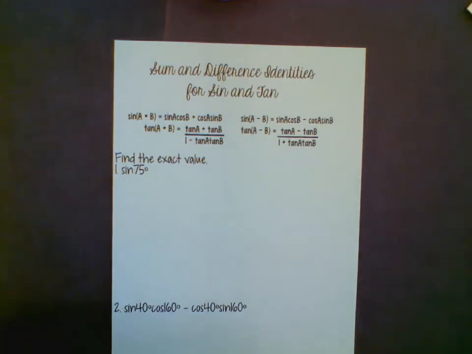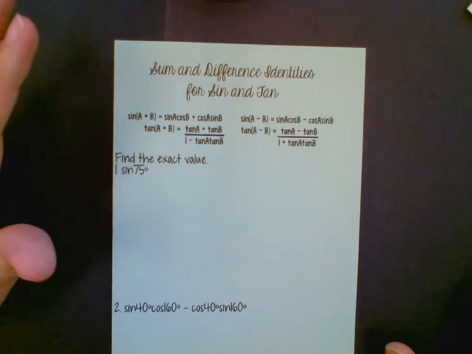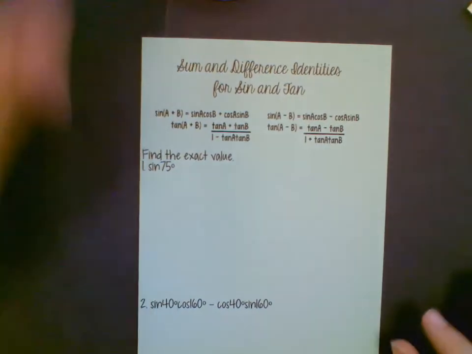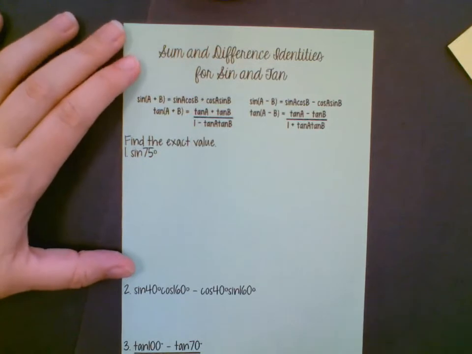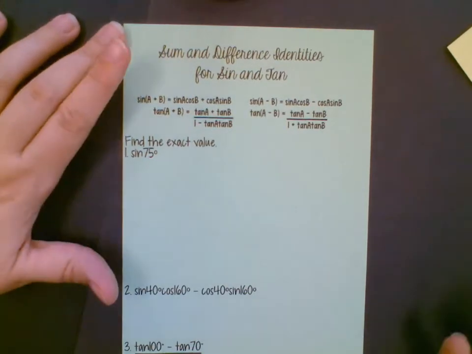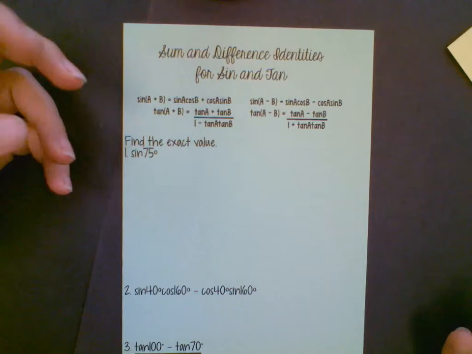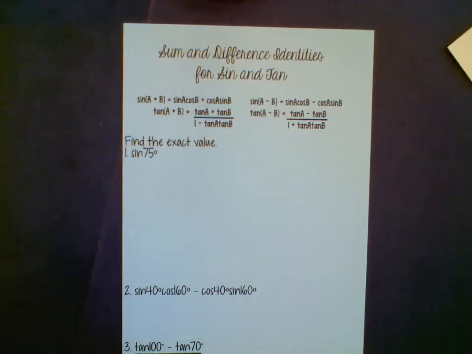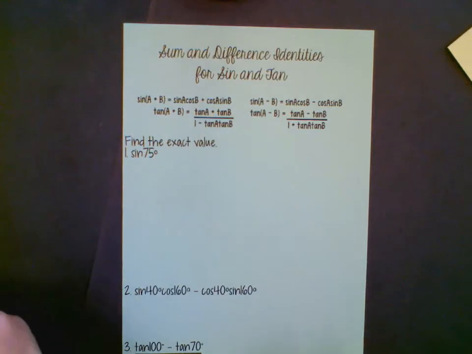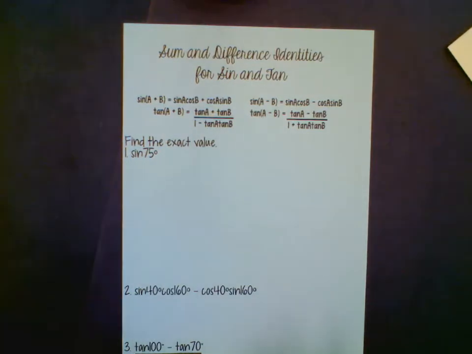Like I said, the idea behind all of this is pretty much doing what we did last class. Okay, so let's take a look at our first example. We want to find the exact value, and they gave us the sine of 75. First we need to figure out which two special right triangle or unit circle angles we're adding together to get 75. Or you could subtract if you want to do it that way.